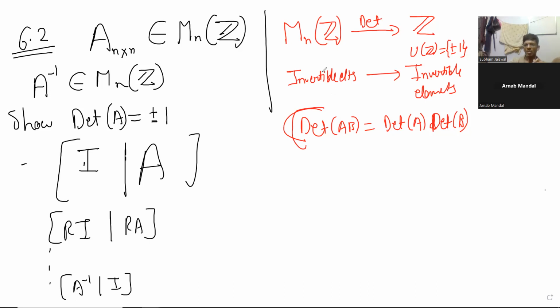Non-invertible elements can go to invertible elements. That kind of thing can happen. But invertible elements should go to invertible elements. In this case, things are more precise. So this is the thing.